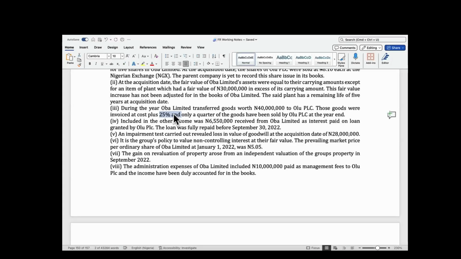Now, the reveal, note 6, says the group policies to value NCI at fair value. So you will have a share of the impairment loss as well. We're told that the prevailing market price per ordinary share of Oba at January 1st, 2022 is 5 naira 5 kobo. This will help us determine the value of the NCI. Since they have given us the share price of the subsidiary, we can use that to get the value of NCI.